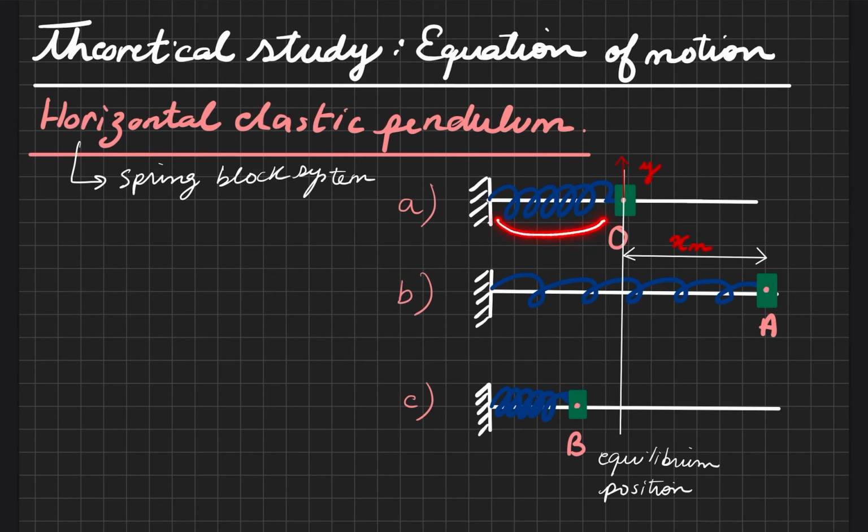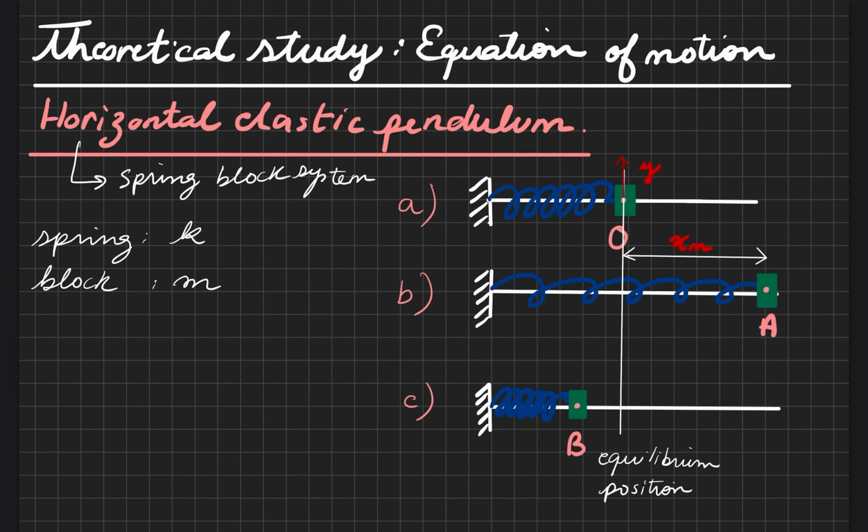We have our spring and the block. So what are the constants that we're talking about? We have a spring of spring constant K, and we have a block of mass M.